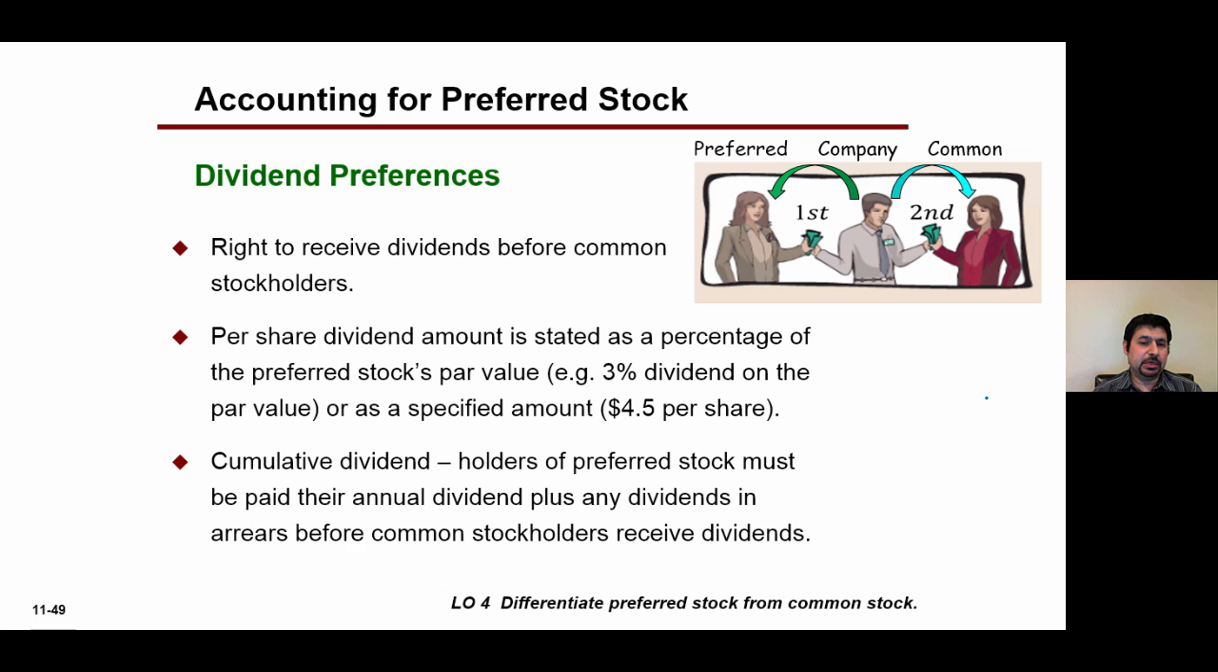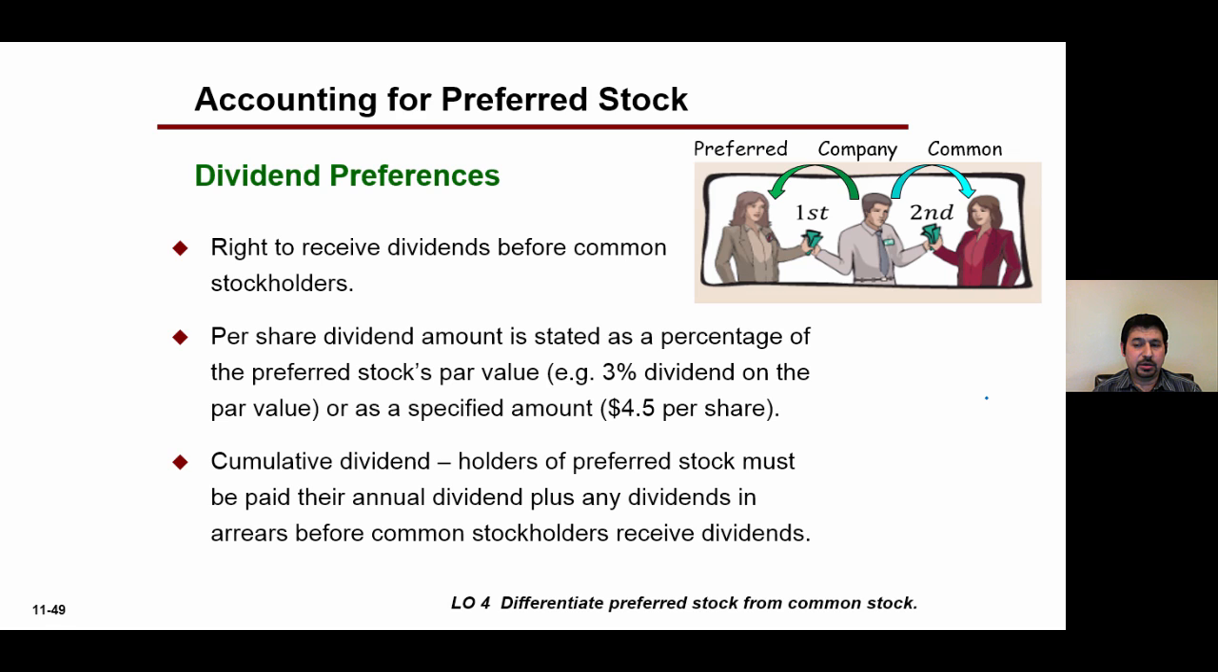The main advantage or privilege of preferred stock is dividend preferences. This is basically the fact that the company will first pay preferred stockholders any dividend that they have the right to, in addition to any previous dividends that were not paid from previous years.